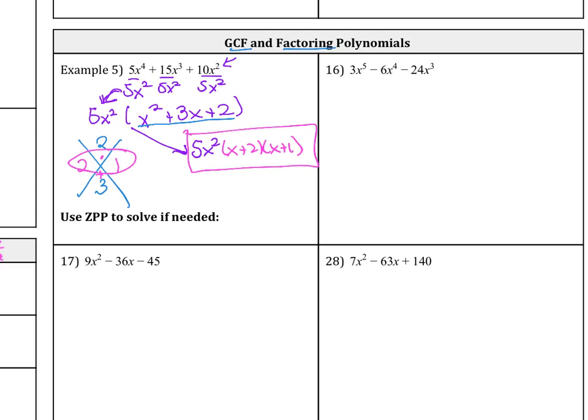Now, if we needed to solve, use zero product property. You have 1, 2, 3 different x's here. So x equals 0, right? 5x squared equals 0. And so divide by 5, that would be 0. So that's how it's 0. Then you get negative 2 and negative 1. I hope this helps you out.